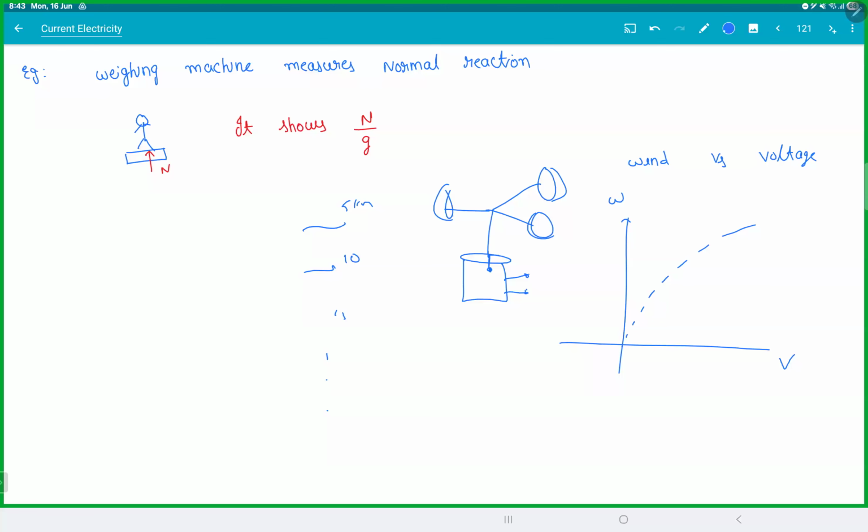So the idea is this. Now, if I know what the voltage is, from there I can figure out what the wind speed is, isn't it? For example, let's say the wind speed squared comes out to be proportional to the voltage, something of this sort. So if I know what the voltage is, can't I find the wind speed?